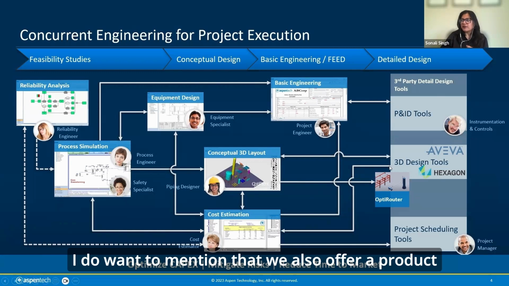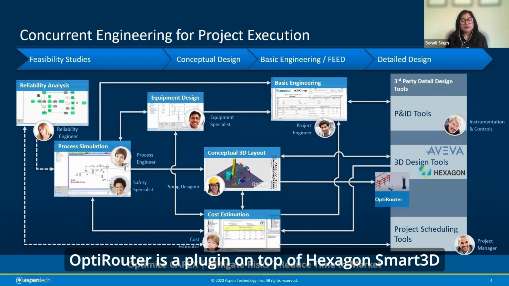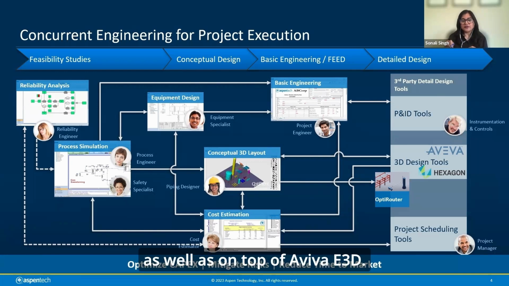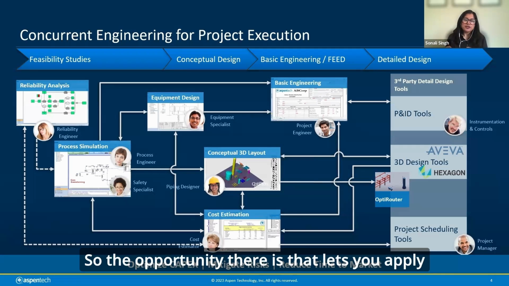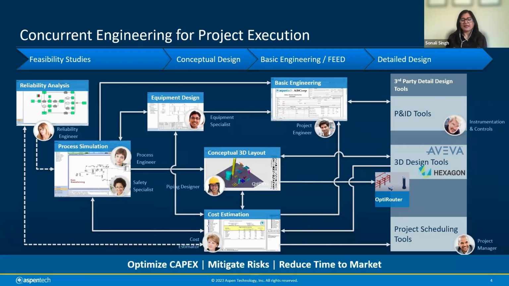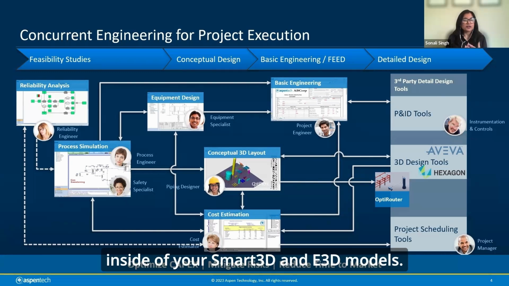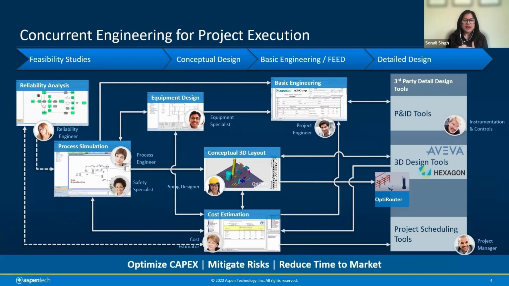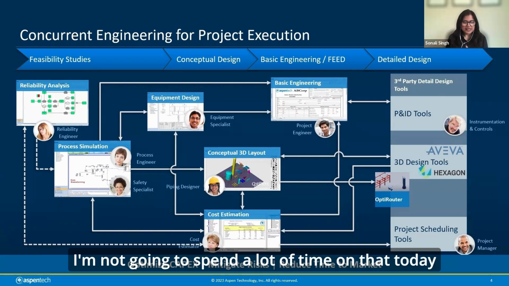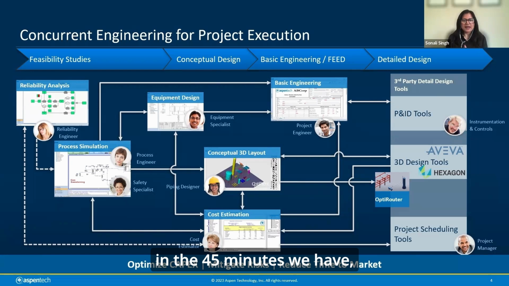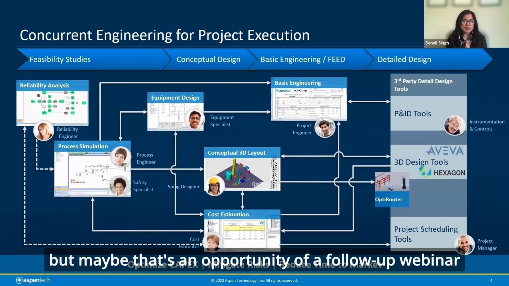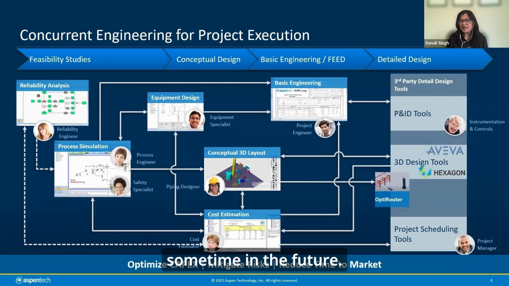I do want to mention that we also offer a product called OptiRouter. OptiRouter is a plugin on top of Hexagon Smart 3D, as well as on top of Aveva E3D. The opportunity there is that it lets you apply AI-driven automatic pipe routing inside of your Smart 3D and E3D models. I'm not going to spend a lot of time on that in the 45 minutes we have today, but maybe that's an opportunity for a follow-up webinar sometime in the future.